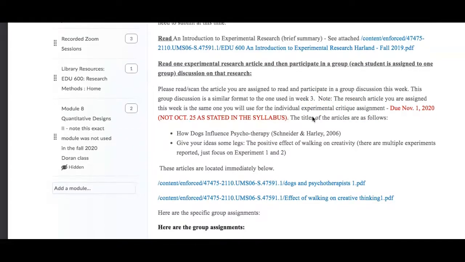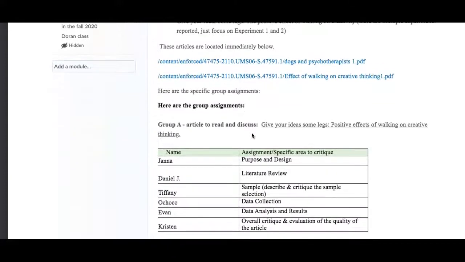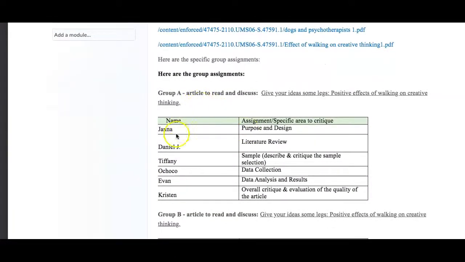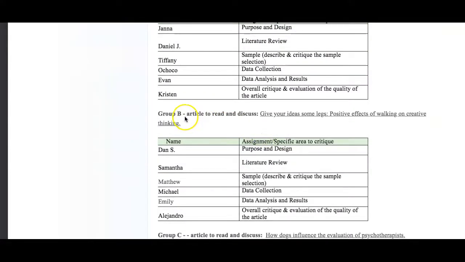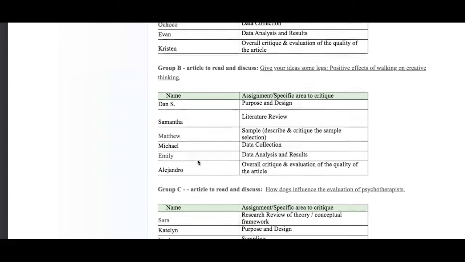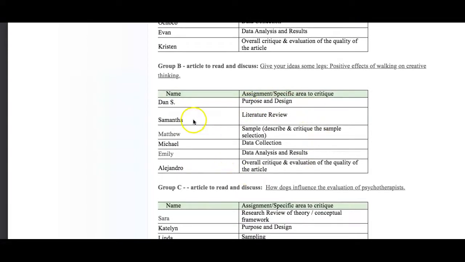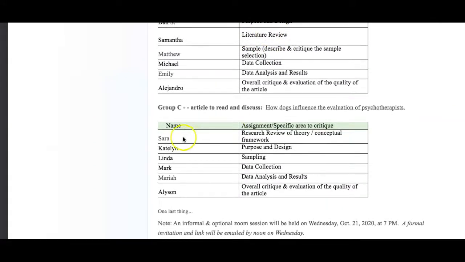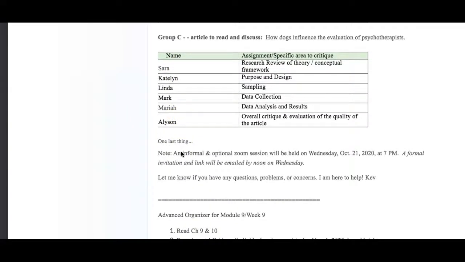week number 8. These are the 2 different articles that you will be reading. Actually, you'll only be reading one, depending upon what group you're in. So here are the groups. Group A, these are the folks. This is the assignment specific area that you have been assigned to discuss. This is very similar to what we did in week number 3. So we have group number B. I tried to keep the people basically in the same group. So in this case, Samantha is going to be in charge of the literature review. Group C, the same thing. I'll get into a little more information on that.